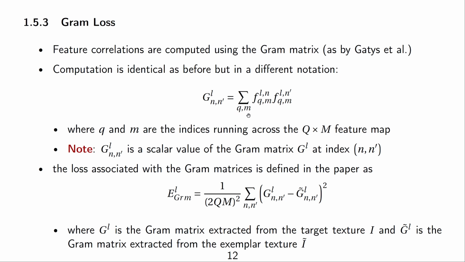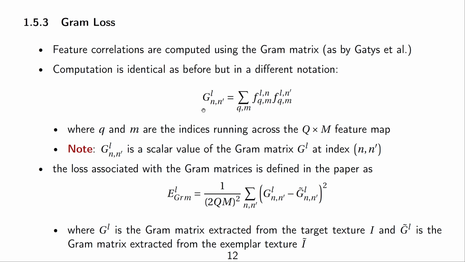q and m are variables that run through the spatial resolution of one channel, just indices that run through the spatial resolution. They denote the actual spatial resolution, so q is the index that can maximally be big Q, and m is the index that can maximally be big N. And again, this is one scalar value.